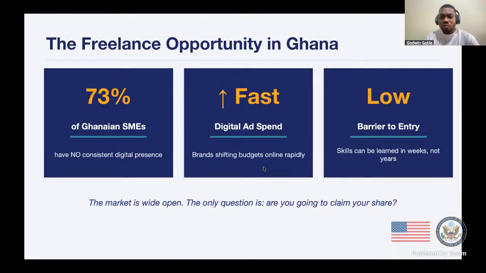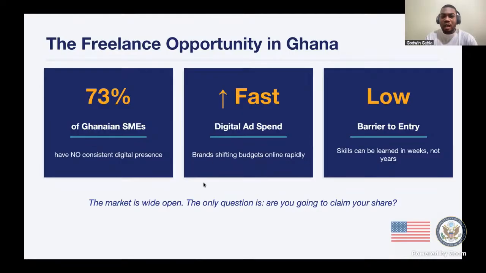Out of the over 2 million registered small businesses in Ghana, just about 26 to 27% of them have consistent digital presence, meaning about 73% of them have no consistent digital presence. And by digital presence, I mean having a stable website which is always online, having social media presence across multiple channels, posting regularly, having the same messaging across channels, and making sure that you're speaking to the right audience. That is something that is missing in the Ghanaian space. More than 70% of the businesses don't have that.